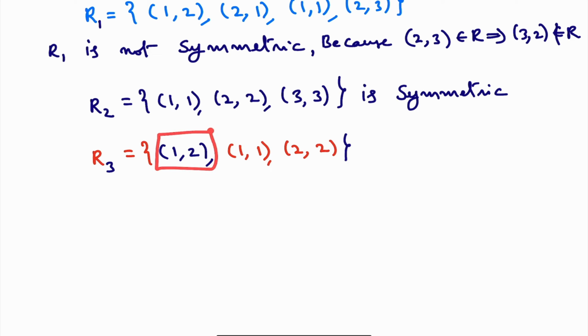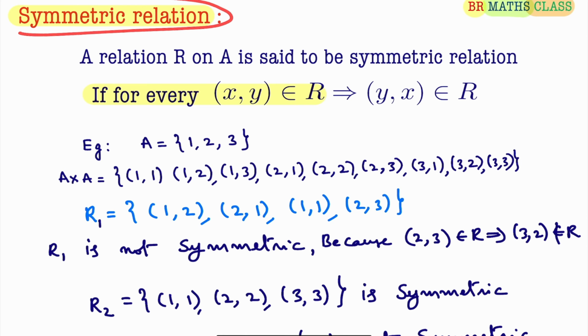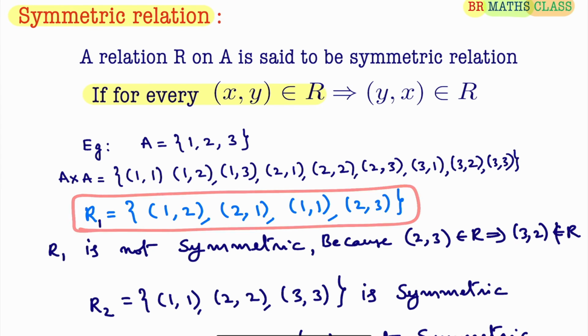For every ordered pair (x, y) in the relation, (y, x) also must be present in this relation. When you identify one ordered pair (x, y) for which (y, x) does not belong to this relation, in that case you can directly say that the relation is not symmetric. I hope you understand how to check whether a given relation is symmetric or not.